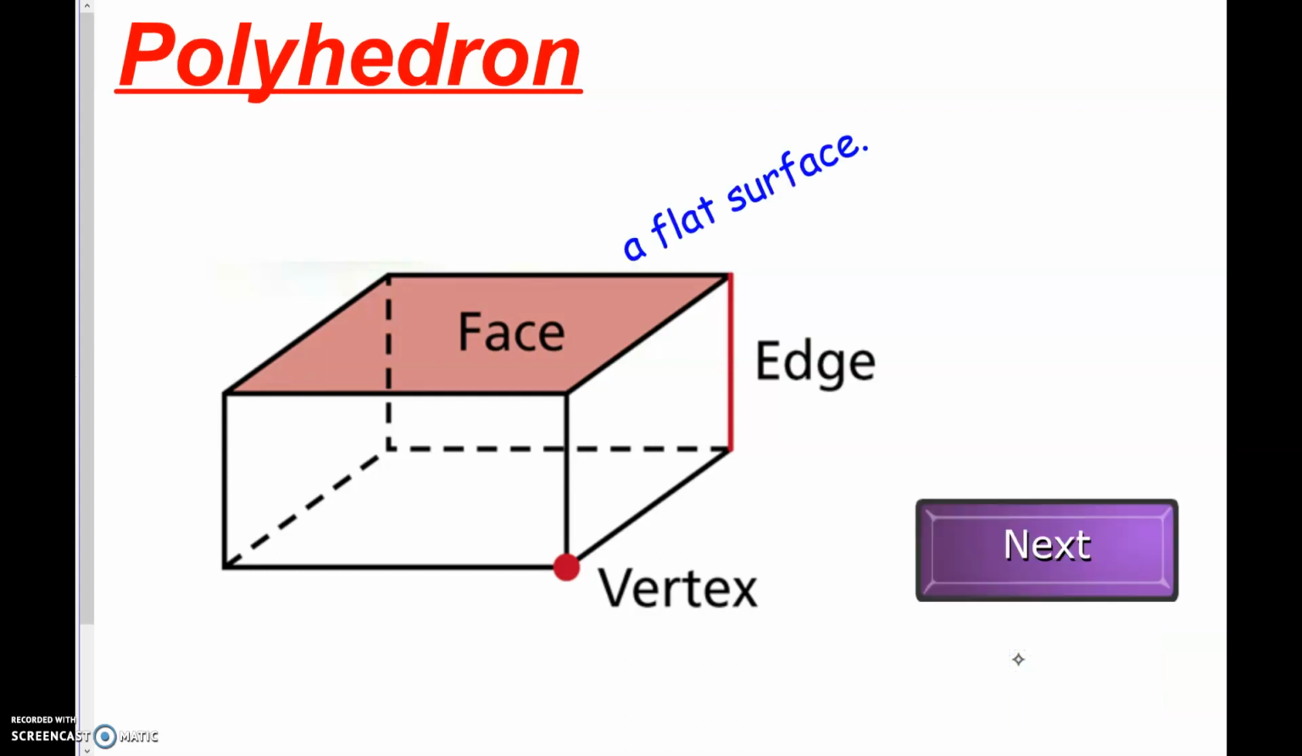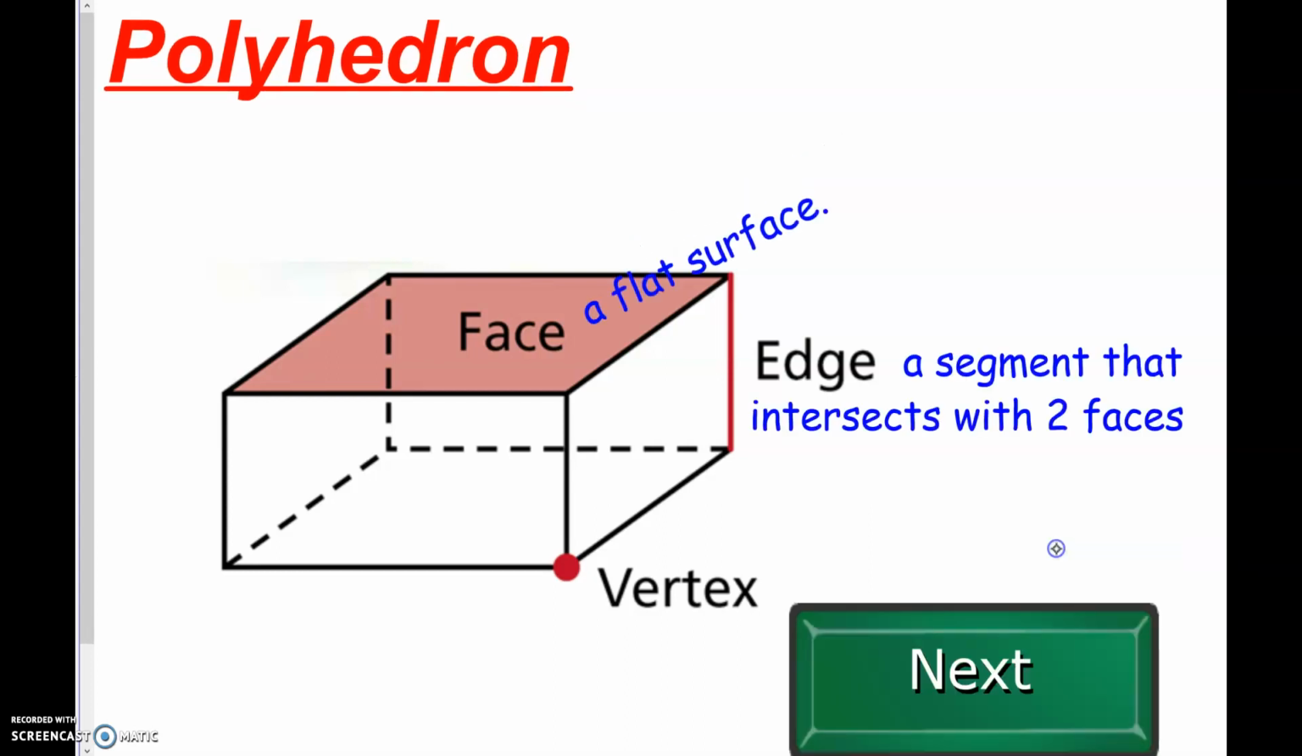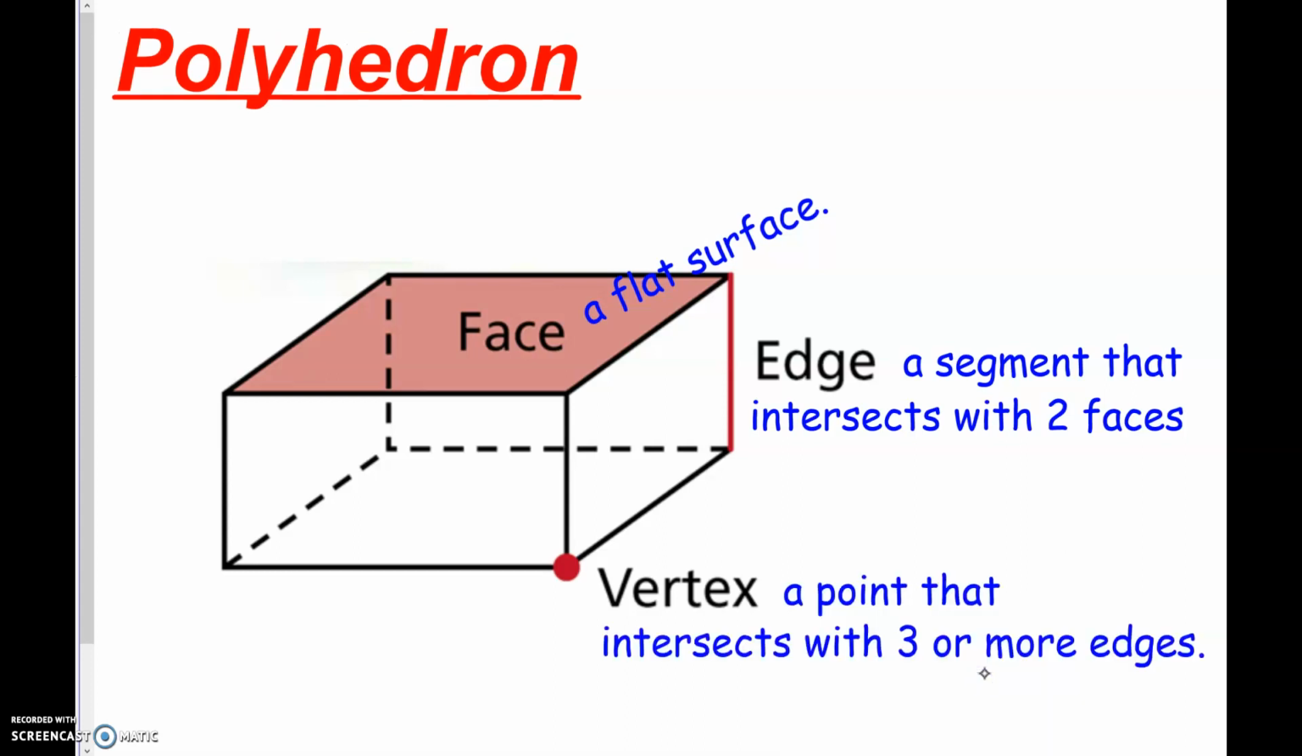So a face is that flat surface. The edge is a segment that intersects with two faces. And your vertex is a point that intersects with three or more edges. It may have more edges, like if you think of some of your pyramids that have maybe a base of a pentagon, all five of those sides come up to meet at one vertex. So we would have five edges coming up to meet at one point.